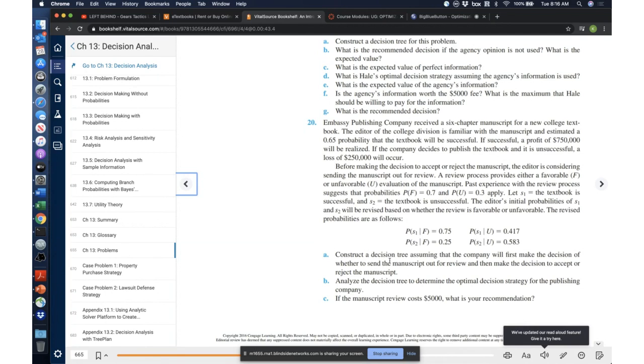Construct a decision tree, assuming that the first decision is whether to send it out for review or not, and then, of course, analyze the decision tree. Now, if the review costs $5,000, what is your recommendation? So let's go through this problem.